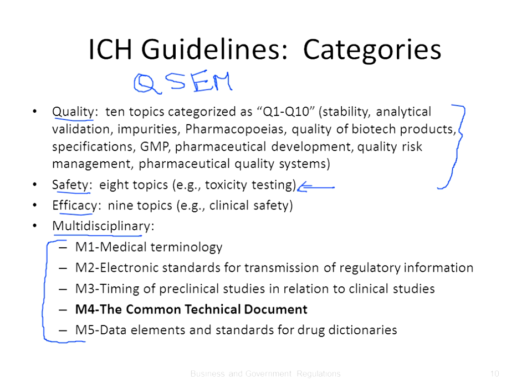And so in the multidisciplinary category, there is the M4, which is the home of the common technical document, okay, which is what we're going to be talking about a lot today. So M4 in the ICH. You should know the QSEM categories, and you should know that the common technical document is housed in the M4 section of the multidisciplinary category. Okay.